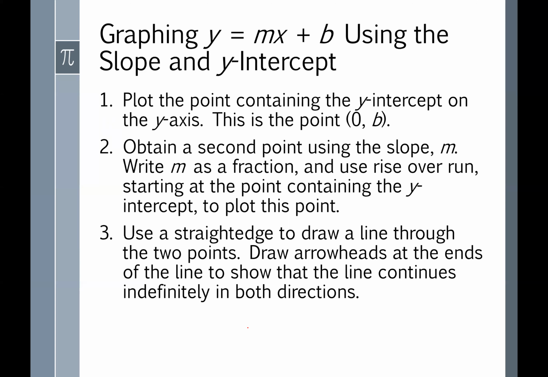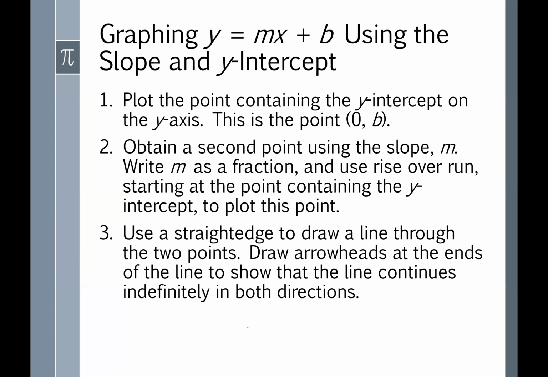So to do this, we're going to follow these steps. The first thing you're going to do is plot the y-intercept. Remember that constant that you're adding to the x term on the right-hand side of your equation is the y-intercept. So you're going to plot the point (0, b). Then you're going to use the slope to find a second point on the equation of your line. And to do that, remember the slope is the rise over run. It's the change in y over the change in x.